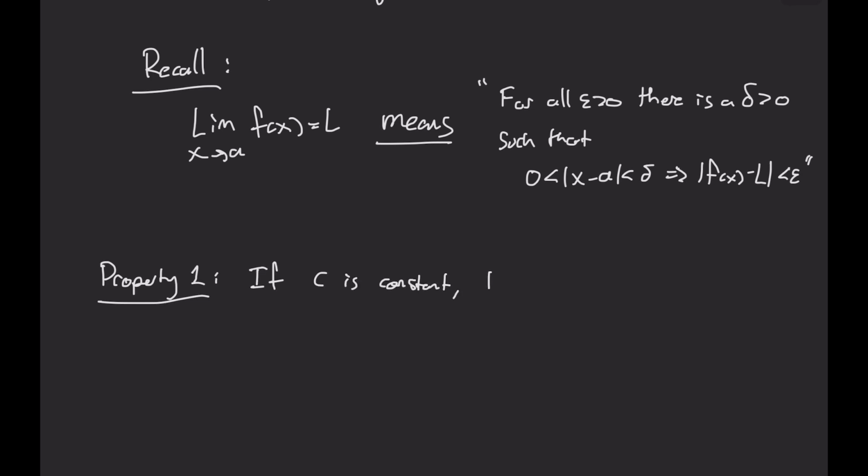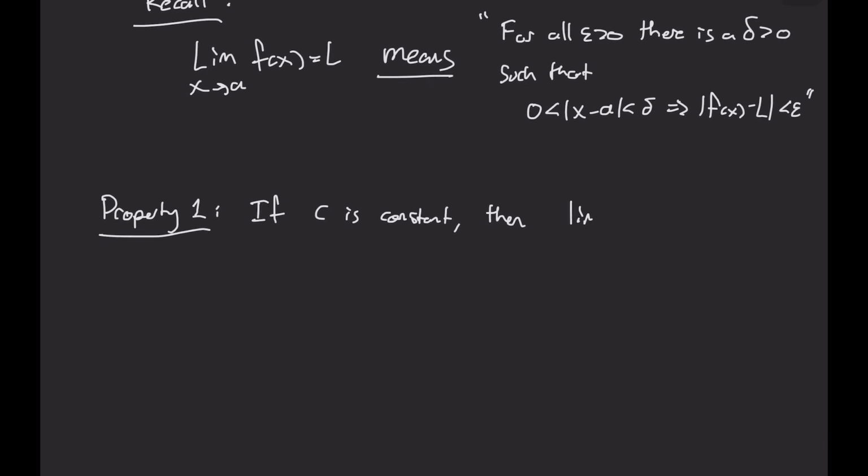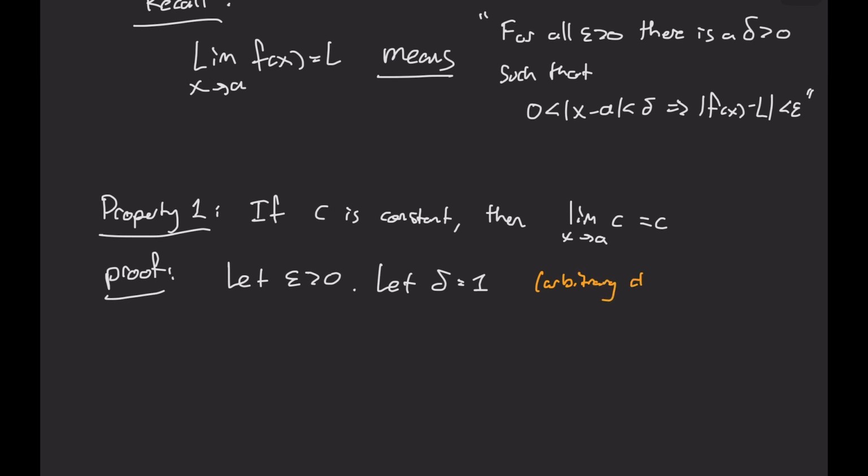So property 1, if c is a constant, then limit as x goes to a of c is just c. Proof, let epsilon be greater than 0, be arbitrary. And let's just pick delta to be 1. This is a completely arbitrary choice. You could take delta to be 87 because we won't actually need it for this one.